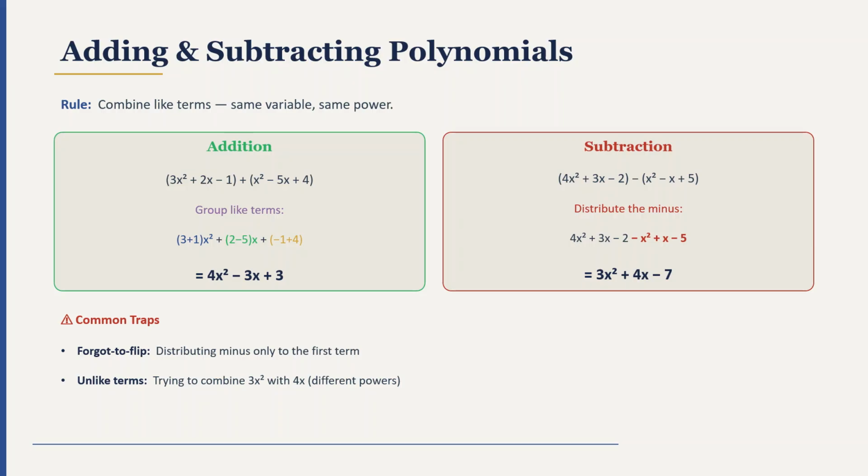You must distribute the negative across every term of the second polynomial. 4x squared plus 3x minus 2 minus the quantity x squared minus x plus 5 becomes 4x squared plus 3x minus 2 minus x squared plus x minus 5. The minus flips the signs on all three terms of the second polynomial. Then, combine like terms to get 3x squared plus 4x minus 7.